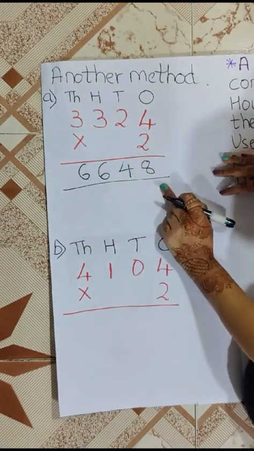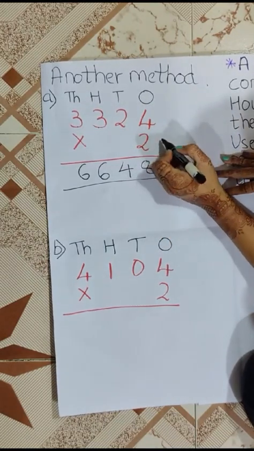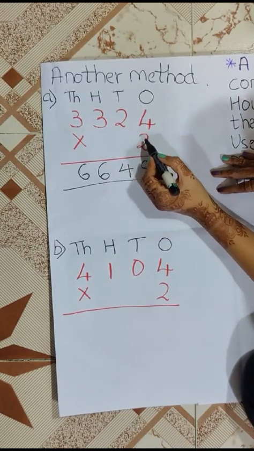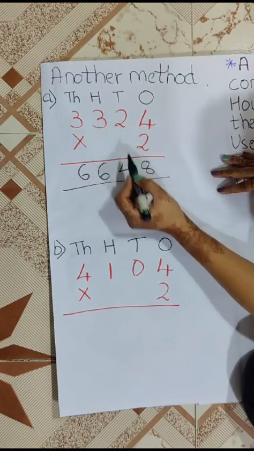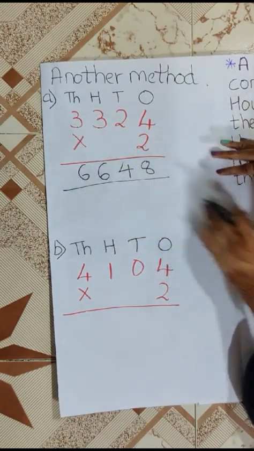Let me reiterate what I did. In my 4 digit by 1 digit multiplication, I will start with the ones position. 2 times 4 is 8. I go to tens. 2 times 2 is 4. I go to hundreds. 2 times 3 is 6. And 2 times 3 is again 6.